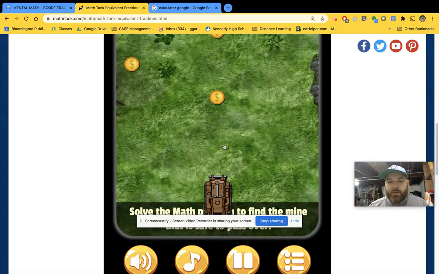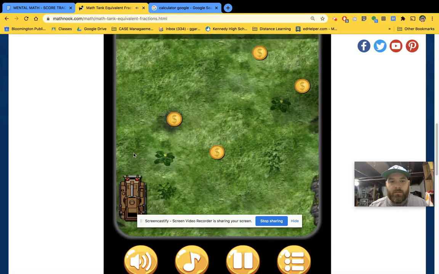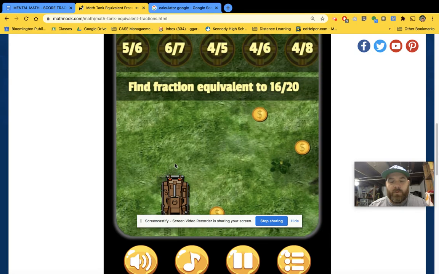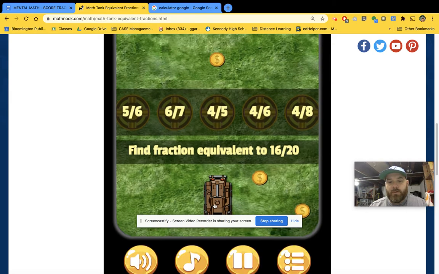Okay, so I want to try to collect my coins. Find a fraction equivalent to 16/20ths. So I'm trying to find the fraction that's equivalent to this. If you're practicing factoring, we have to remember the factors. So for 16/20ths, I know the greatest common factor is 4. 16 divided by 4 is 4. 20 divided by 4 is 5. So then I'm going to go.